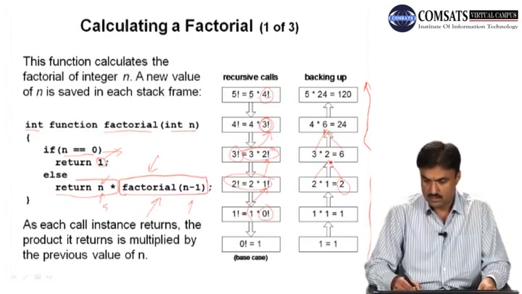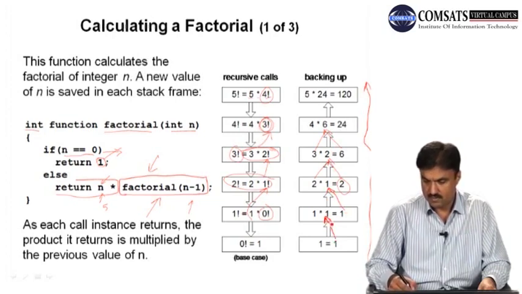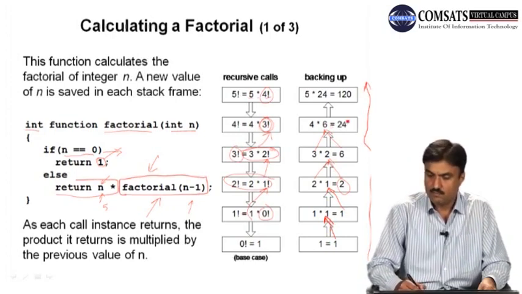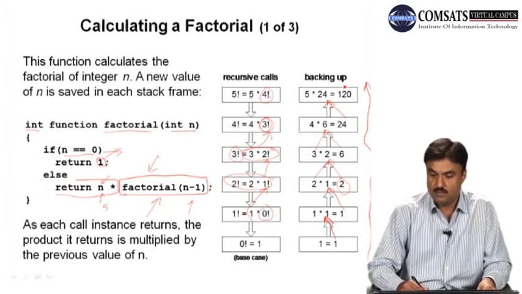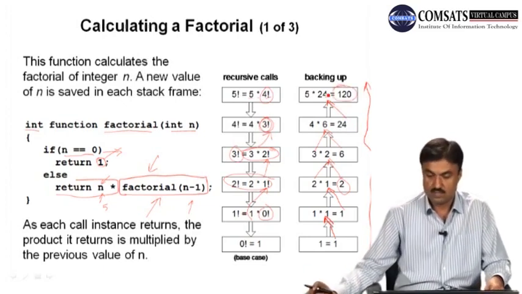I can show this direction also. So this function has returned value 1, and then whatever the result is, it will be sent back here, and the final value will be 120.